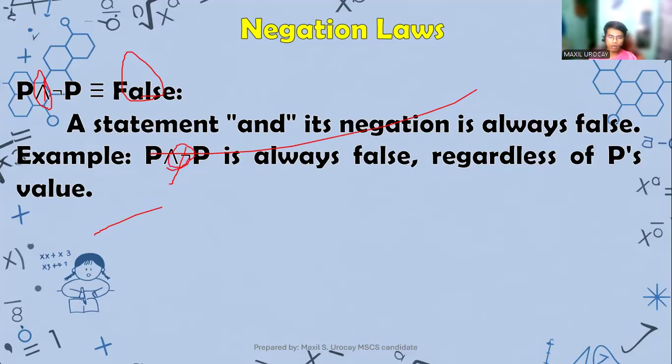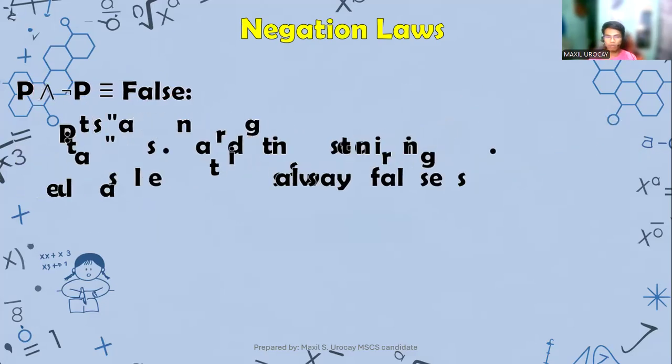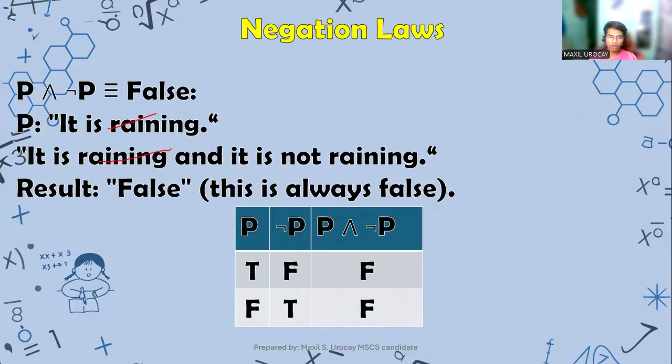The conjunction of P and not P is always false regardless of P's value. Let's see that one, meaning to say it is raining, and it is not raining. It will still be false. This is always false.